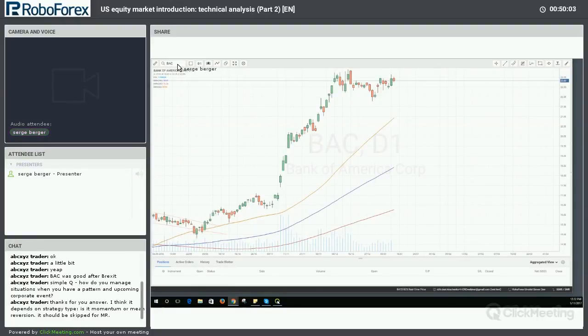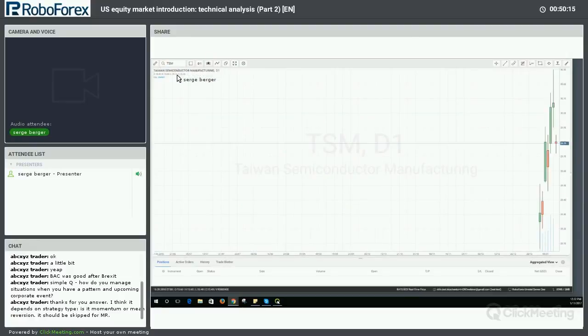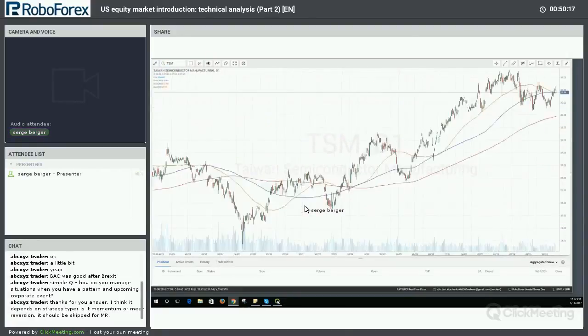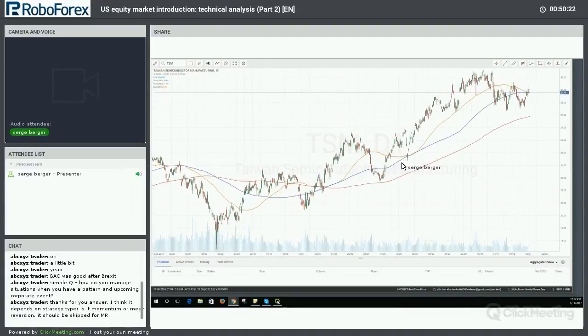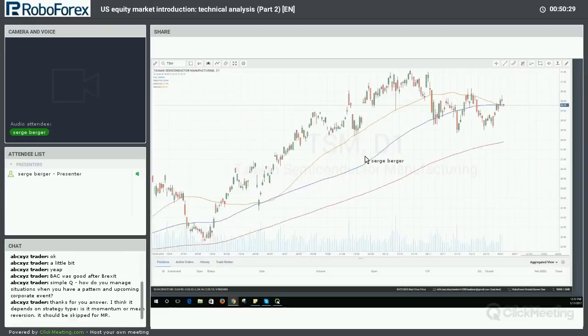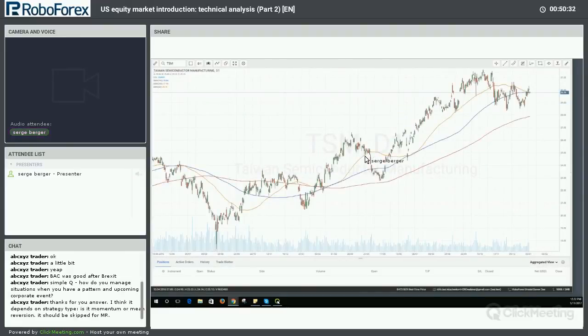Okay, so now ABC Trader wants to look at a couple of tickers. So you want to look at TSM, and let's see if we can find some sort of pattern that may be reflective of what we just talked about and what we just learned in today's webinar. TSM, of course, is Taiwan Semiconductor. This is a semiconductor stock. They compete with the likes of Intel. And if I look at TSM right now, what I see is a couple things.